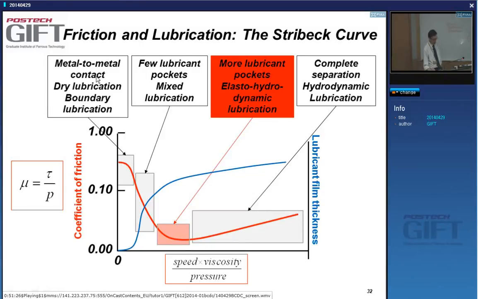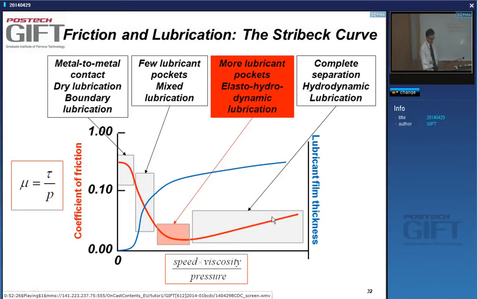So when this parameter is small, you have metal-to-metal contacts, and you have dry lubrication conditions, so a high friction condition. And typically, the friction coefficient is then between 0.1 and 1. As this parameter increases, because you've increased the viscosity, or you're increasing the speed, or you're decreasing the pressure, you're creating lubricant pockets. You can see the thickness of the film increases, and you get a situation that's called mixed lubrication. The minimum is reached when we have so-called elasto-hydrodynamic lubrication, where you have a large number of lubricant pockets.